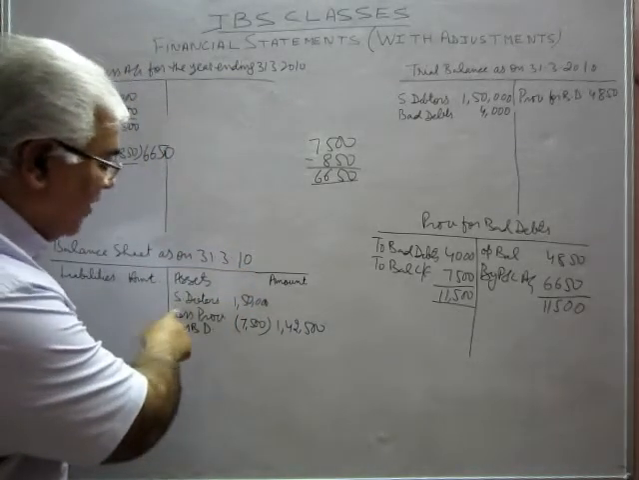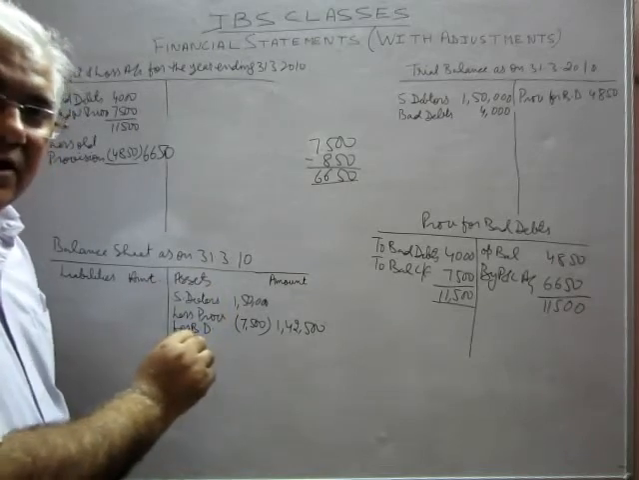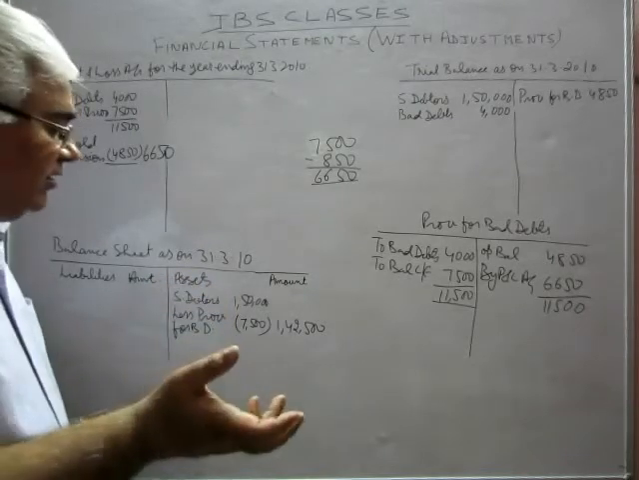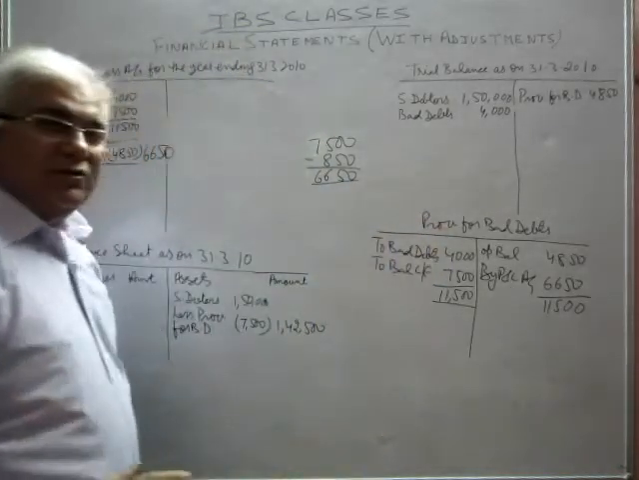For example, if there were any further bad debts, if it was given in the question, then from 1,50,000 we would have deducted further bad debts. Okay? Or they would have also been debited to this account.